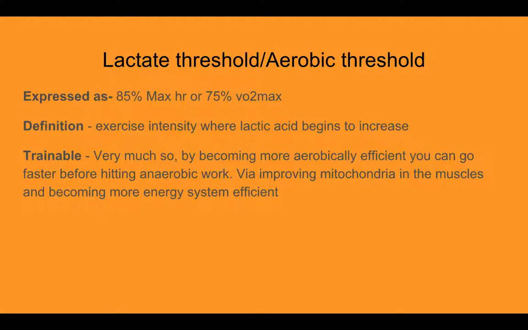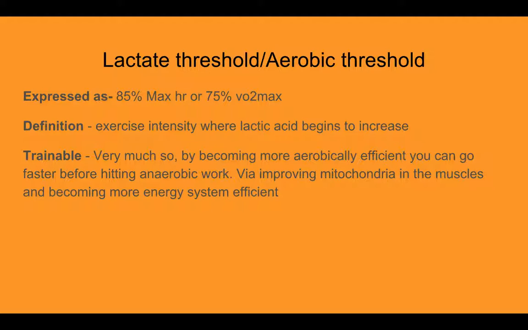All right, lactic threshold and aerobic threshold. So we discussed this as, we want to train at these paces, or we want to train at pushing this up, or pushing the pace down at this level you can run at. So it's generally expressed, again, this changes, kind of vague, but I kind of accept that around 85% max heart rate or 75% of your VO2. Definition is the exercise intensity where lactic acid begins to increase or starts to get out of hand.